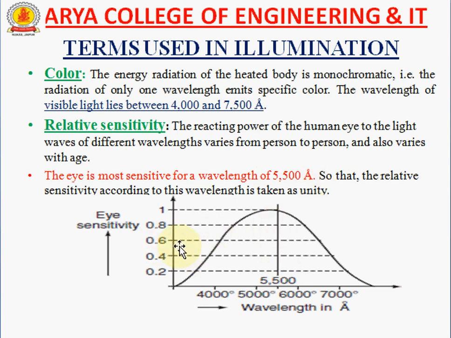In this figure, we have shown the graph between eye sensitivity and wavelength. On the x-axis is wavelength in angstrom, and on the y-axis is eye sensitivity. When the value reaches 5500, the eye sensitivity is 1, so this wavelength is taken as unity. So the best visible wavelength of light for the human eye is 5500 angstrom.